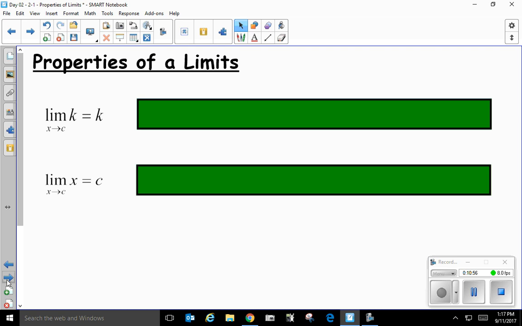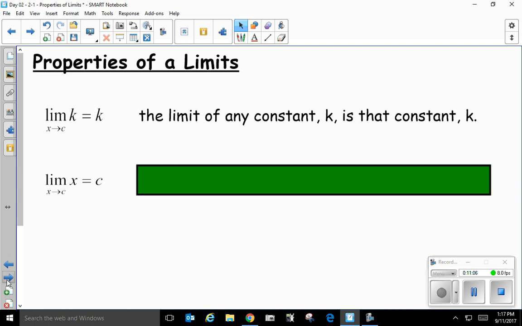Now, properties of limits. The limit of any constant k is that constant. So we just look at some function, like the limit of x squared minus 1 over x minus 1. That has variables in it. It's a function. But what if I said my equation was just 5? There's no x in it. Find the limit as your function is equal to 5. Well, then it is 5. It's that number. That's all that's telling you.